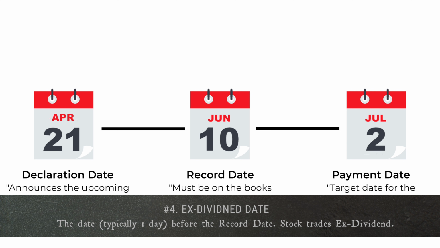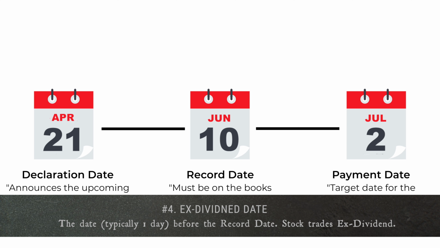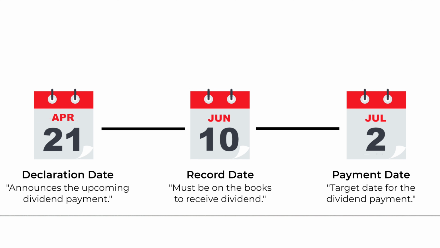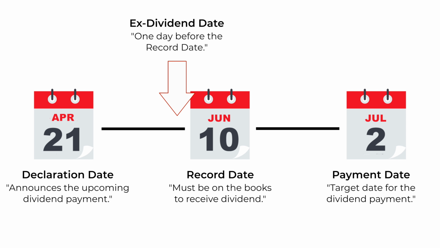Now, this leads into our fourth and final date that we're going to be talking about today, and that is the ex-dividend date. This is typically, and in most cases nowadays it will always be, 1 day before the record date. So if I were to pull up this calendar back for you guys, if June 10th is our record date, the ex-dividend date would be June 9th. Of course, if we change these numbers around, we're still going back 1 day.